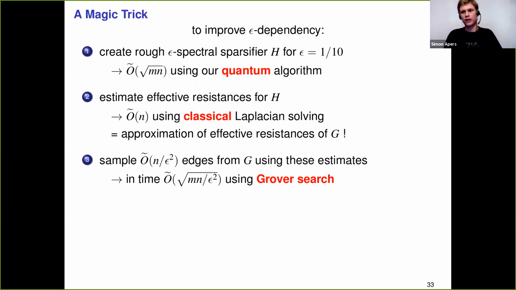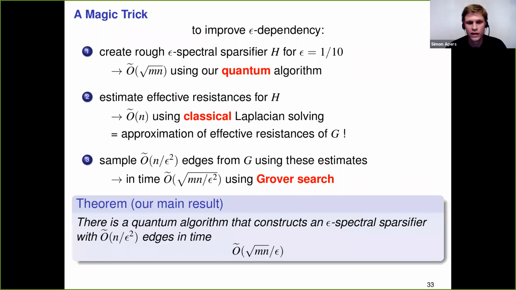And so what we can do is use Grover search to find among these M edges the n over epsilon squared edges, which we implicitly mark using the effective resistance approximations. This we can do in time square root of mn over epsilon squared, giving us this final and main theorem: there is a quantum algorithm that explicitly constructs an epsilon spectral sparsifier with n over epsilon squared edges approximately in time scaling as square root of mn over epsilon.